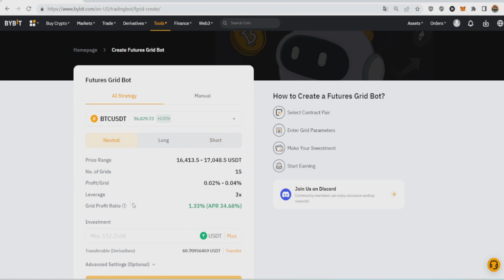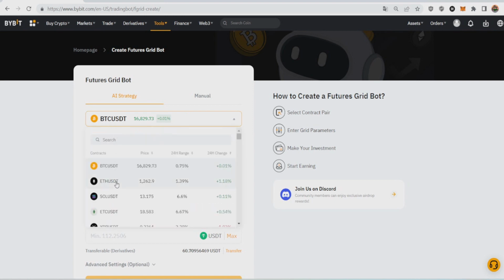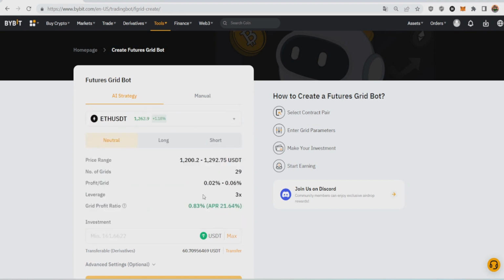But as you can see with Bitcoin, guys, the APR is only 34.68% and you already have to invest $112 without even trying it. So if we take a look at the rest, we can see that there's Ethereum as well. Ethereum has like 161 you need to invest at least. It got an APR of 21.64, which isn't really that high, guys.